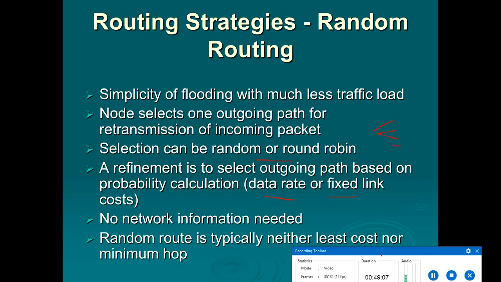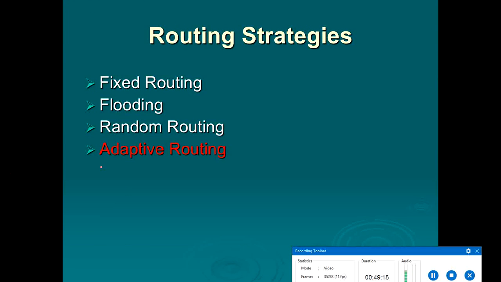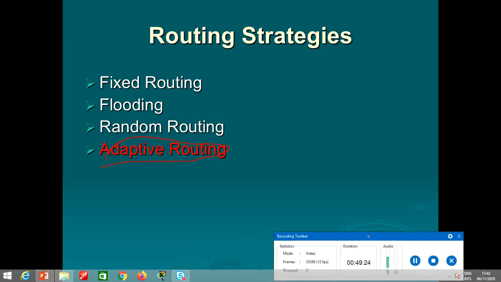So random routing performs better than flooding also. The last one is adaptive routing. We are going to discuss adaptive routing in the next lecture, next week, and this is all for this week. So thank you so much.